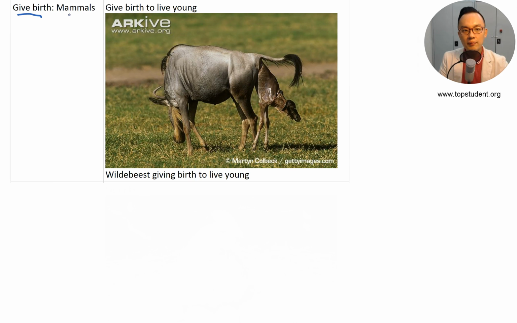So let's talk about giving birth. Mammals give birth to live young. This is a wildebeest. It's actually giving birth to a live young. You can see this is the young of the wildebeest. It's coming out from behind. It is alive when it comes out, as compared to, let's say, a chicken.